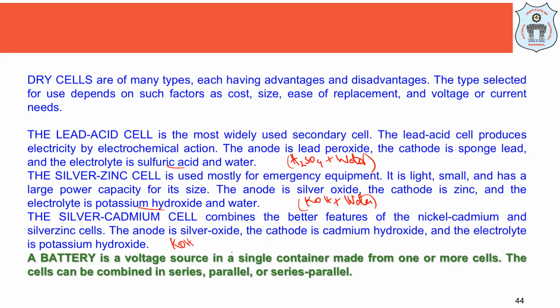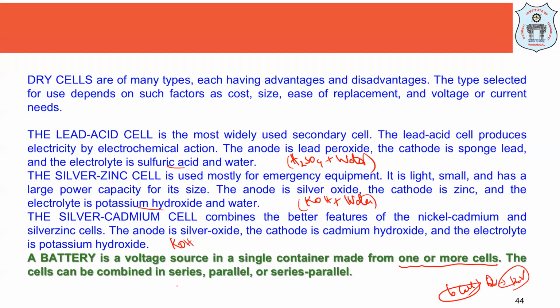And what is a battery? A battery is a voltage source in a single container made up of one or more cells. As I showed you, in a typical domestic application, we are using a lead acid battery, which will have 6 cells. Depending upon the output voltage required, each cell gives 2 volts, so 6 into 2, 12 volts you will get. Accordingly, whatever voltage you want, that many cells have to be kept. Accordingly, the cost of the battery will increase, right?